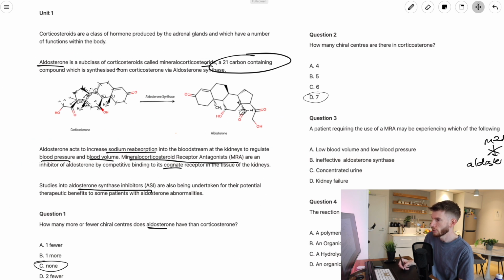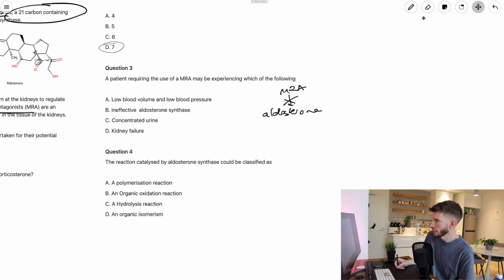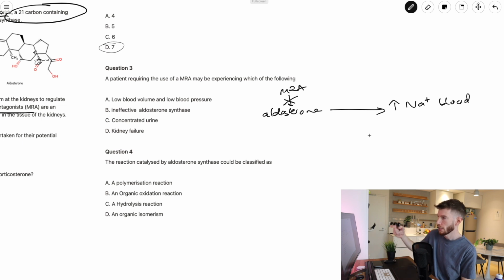So aldosterone was used to increase sodium reabsorption into the kidneys. So normally this would cause increased sodium reabsorption, so therefore in the blood, I might just put sodium blood. And then this is where a bit of the biology comes in, right? I would know as well, what would that do? It would drag water in with it under osmosis, right? On an osmotic gradient. And I can get a hint at that because it also said that it regulates blood pressure.